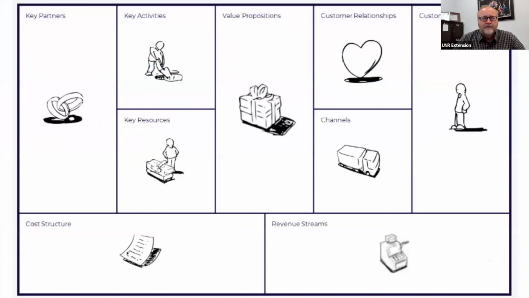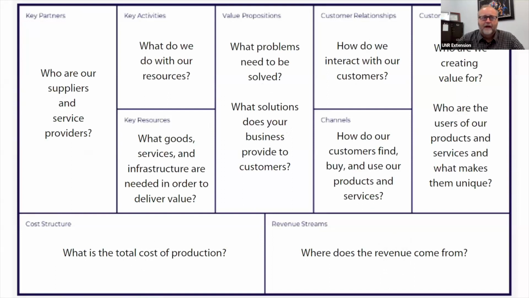In the business model canvas, there are 9 essential building blocks. And I'm going to start with the customer segment to the far right. Customer segments are who we're creating value for, who are the users of our products and services, and what makes them unique, what makes our customers tick. And if we jump to the middle section where it says value propositions, our value in our business is based on what problems need to be solved and what solutions is our business able to provide to those customer segments, okay?